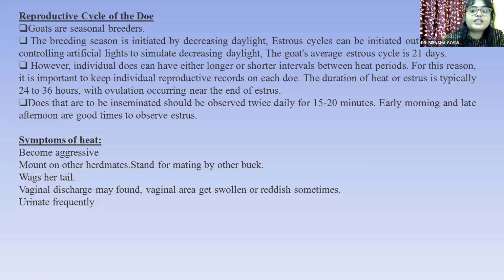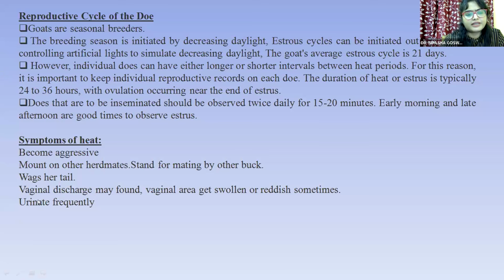The duration of heat or estrus is typically 24 to 36 hours, with ovulation occurring near the end of the estrus. Does that are to be inseminated should be observed twice daily for 15 to 20 minutes. Early morning and late afternoon are good times to observe estrus. Symptoms of heat: we all know that in cattle and buffalo there are heat symptoms. In sheep and goats also there are some heat symptoms.